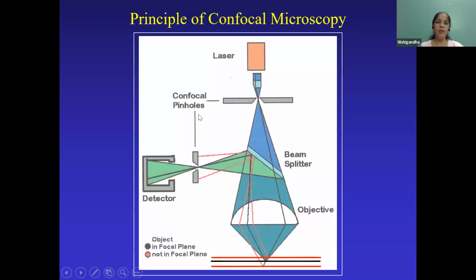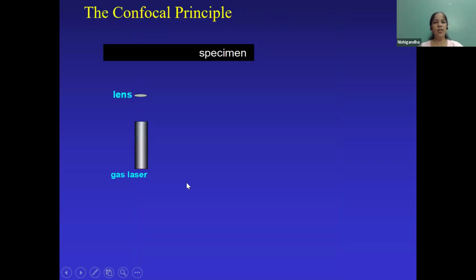But on the way, there is a confocal pinhole. What this confocal pinhole does is it only allows the light which is in the focal plane to pass through, and the rest of the light which is coming from the planes which are not in focus is blocked by the confocal pinhole. So what is important in the confocal microscope is the light source, which is a laser, a point source, and this confocal pinhole, which allows only light which is in focus to pass to the detector.